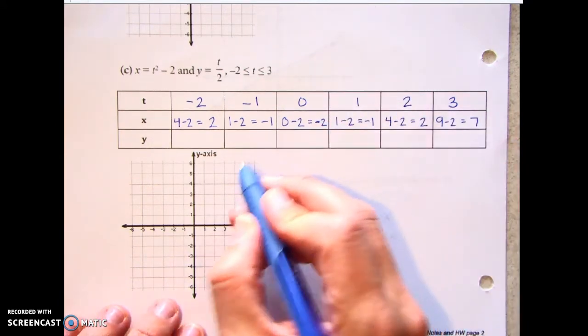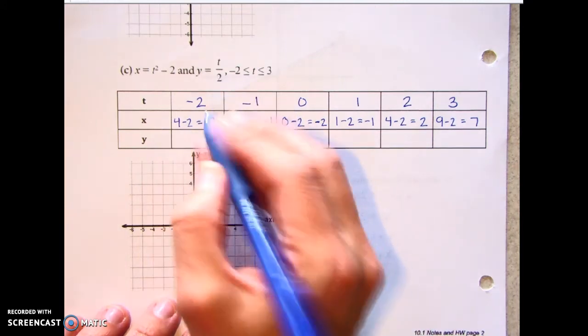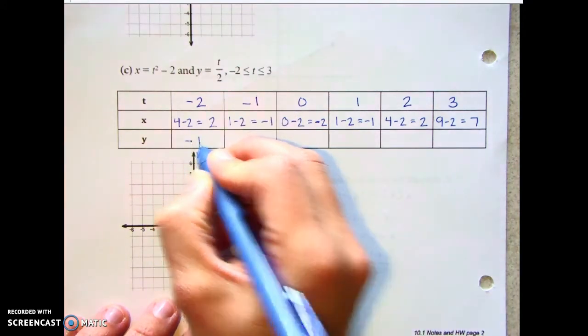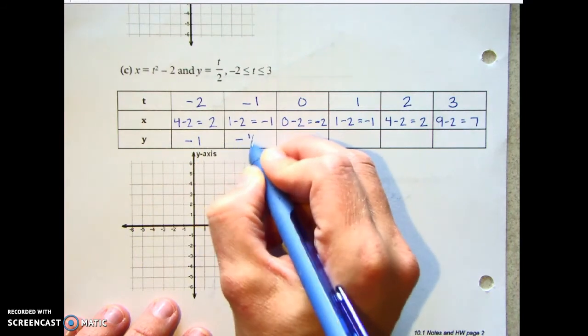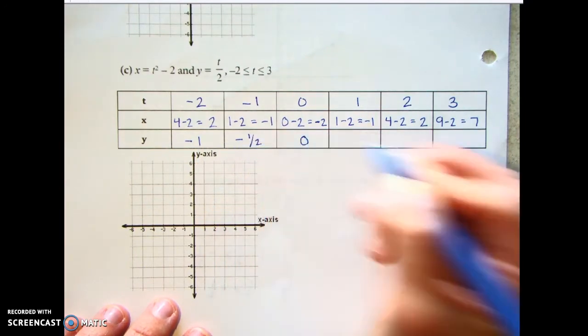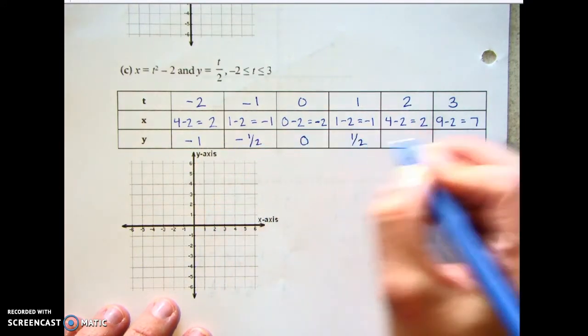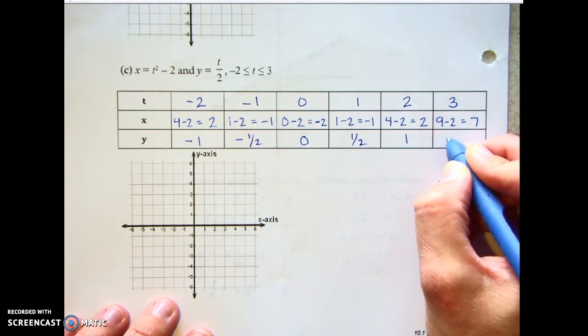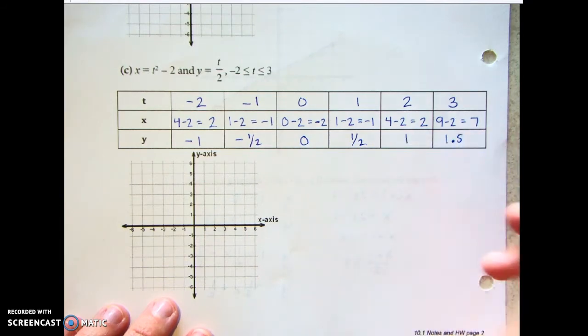Okay, let's do the y values. Now we're going to take our t value and divide by 2. So probably going to get some fractions here. -1/2. 0 divided by anything is 0. 1/2. 2 divided by 2 is 1. 3 divided by 2. I was saying "divided by." That's my own word. I made it up. All right, you ready to graph?